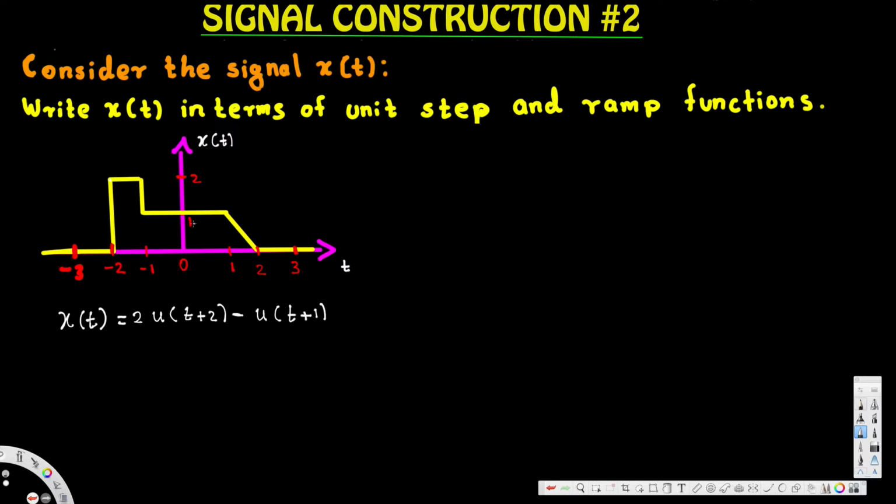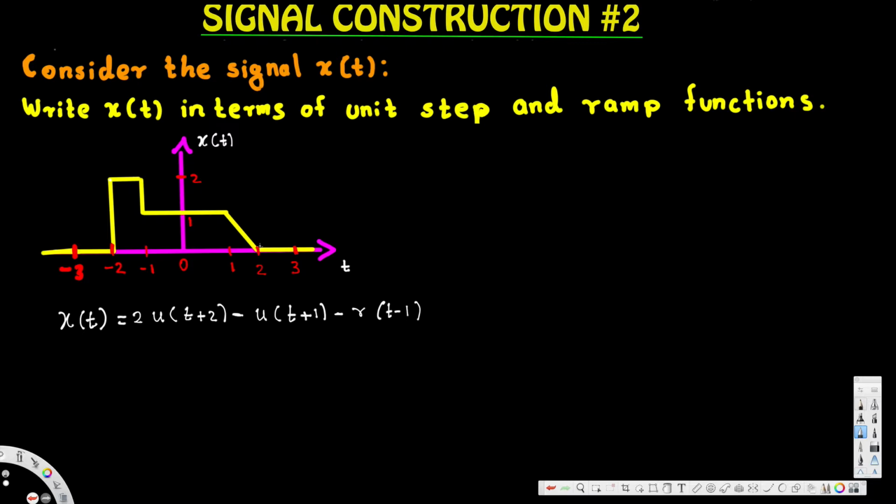Okay, and after 1 something happens, there's a ramp function that starts. So here we have a ramp function, and the slope of the ramp function is, at 1 it's 1, so it's going like a negative slope because it's going down. So negative, and this is a ramp function shifted 1 unit to the right, so we had to put t minus 1.